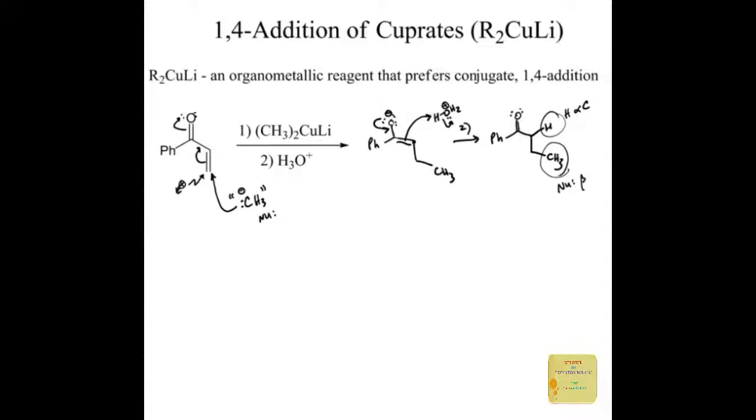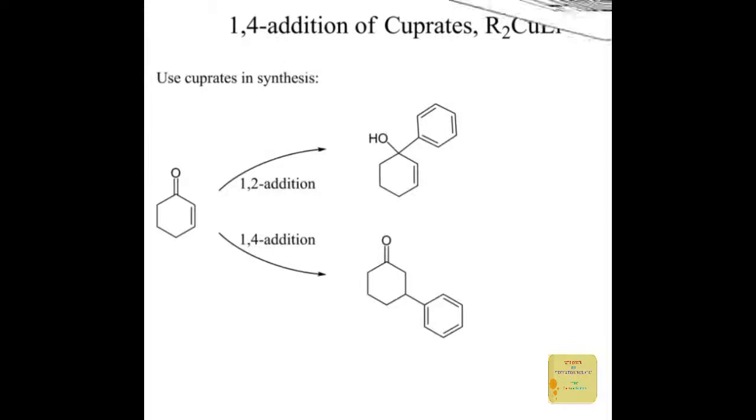So cuprates allow us to add a variety of carbon groups to the beta carbon. Let's take a little closer look at cuprates. How do we make them, and what kind of behavior can we expect from them?